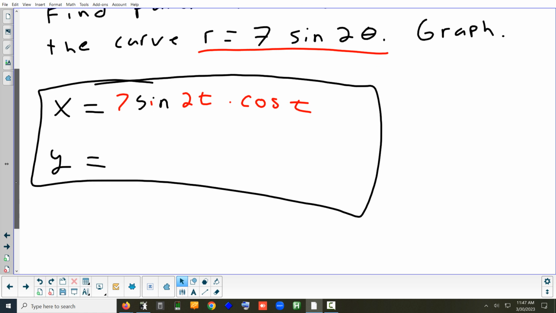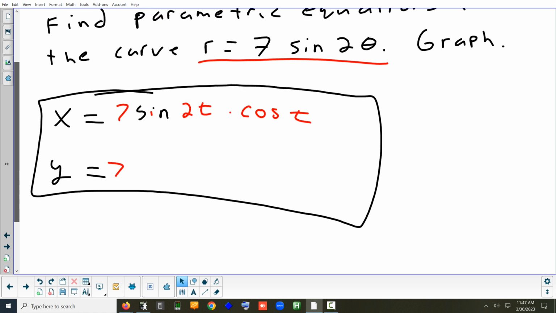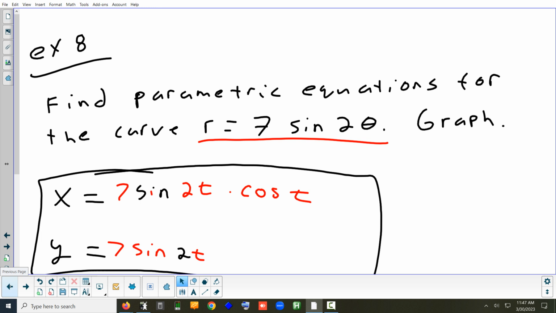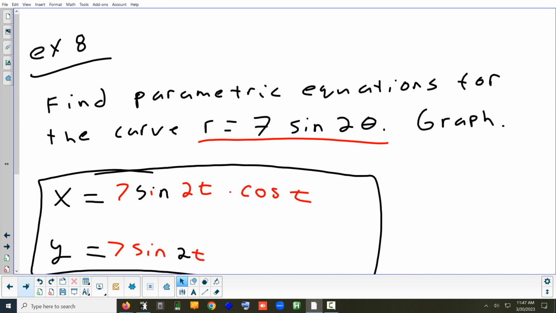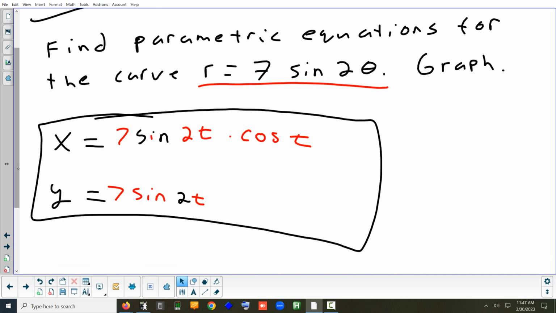Now, what about my y? It would be 7 sine 2t. Again, if you calculate what that is, that's going to be your hypotenuse. But I don't want the hypotenuse, I want the height. So what do I do with the hypotenuse to convert it into the height of the triangle? You multiply it by the sine of t. And that's how you convert something from polar to parametric. You just take what you have, rename it to t, and multiply by cosine and sine.